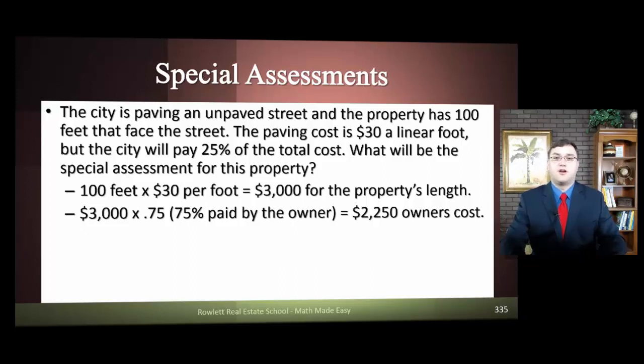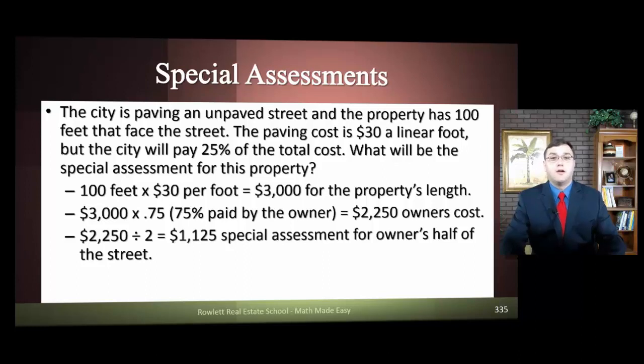Most students want to stop here, and they get the question wrong, because you always have to account for there being another property owner on the other half of the street. So once you get down to the owner cost, you have to divide it by 2 or multiply by 0.5, whichever method you prefer, and get half of that for $1,125 as that owner's half.